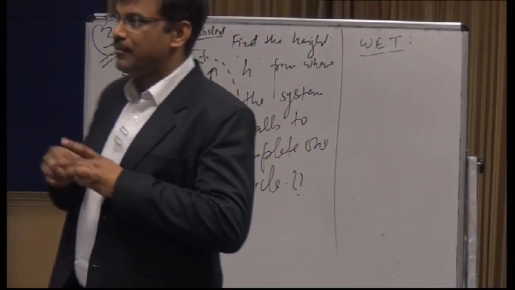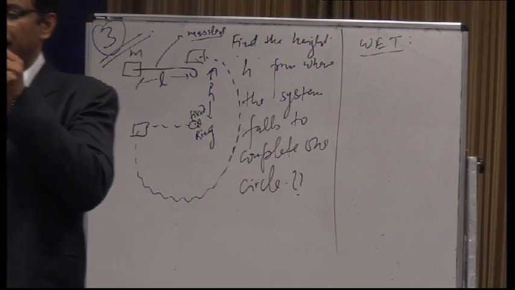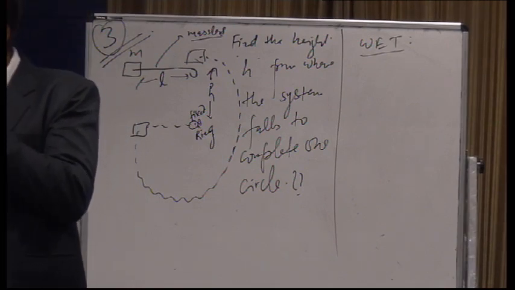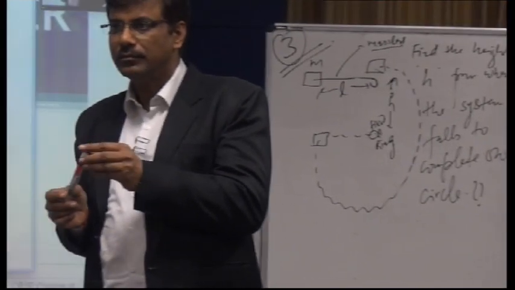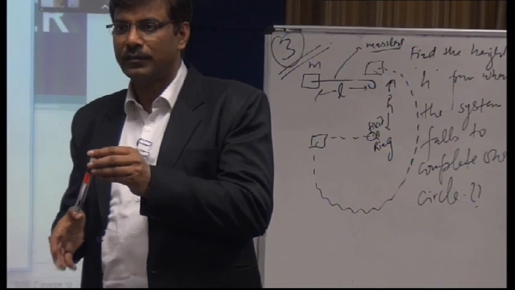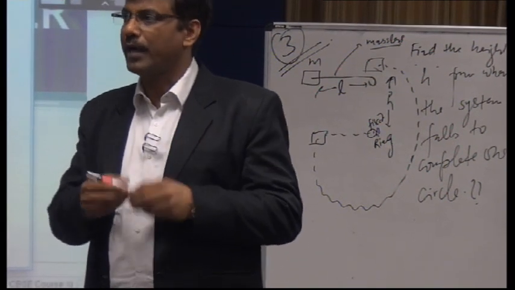It could have been mgh if this could have fallen down from here, then h, and then stopped here. Then mgh could have been the right answer. But it's not stopping here. It's going down. It is not only going down, it's coming up also. So why don't you think in totality?